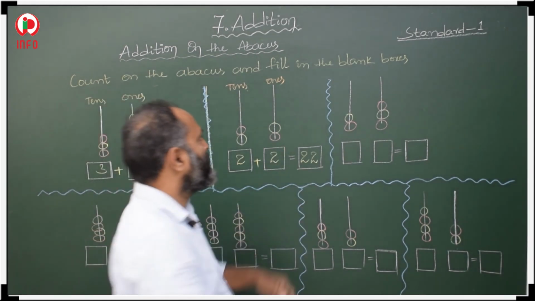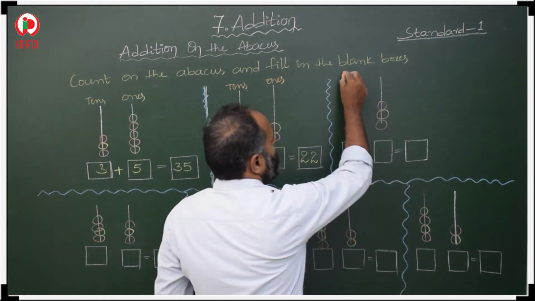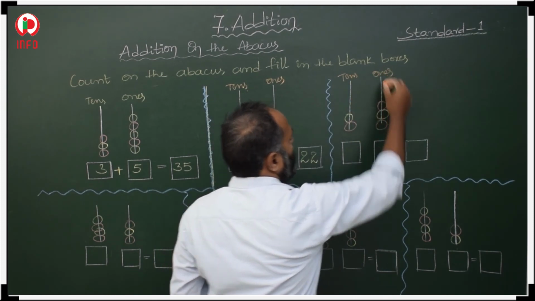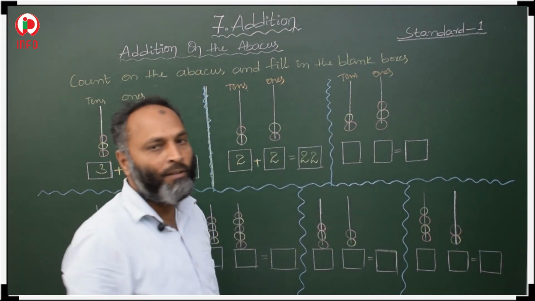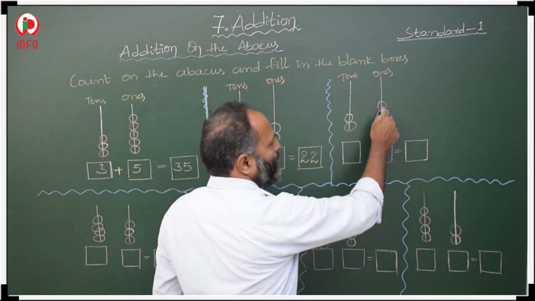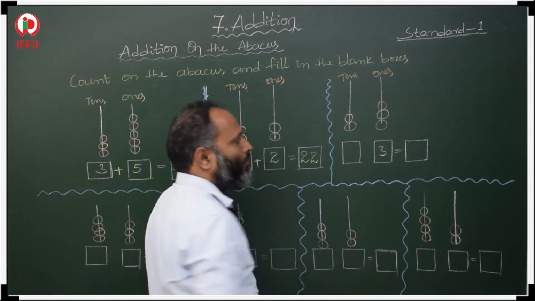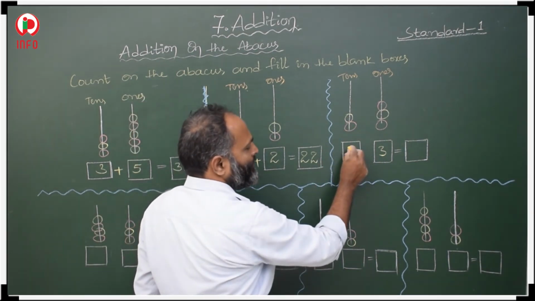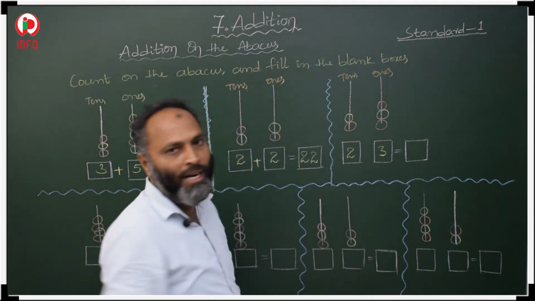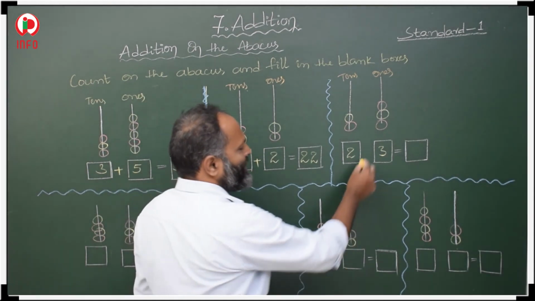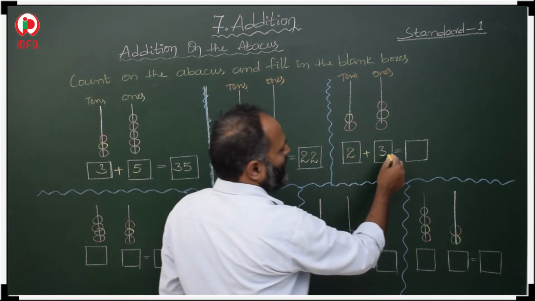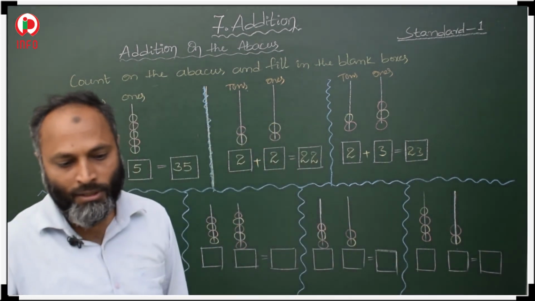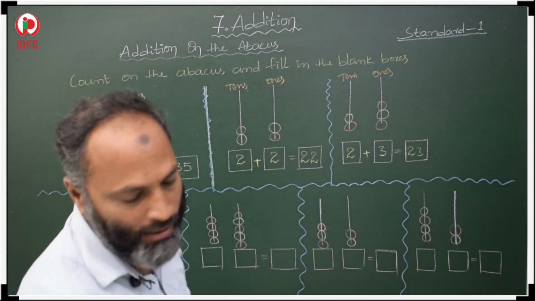Now here, this is tens, this is ones. How many beads are there in ones? 1, 2, 3. Then how many tens are there? 1, 2. 2 tens and 3 ones, 23.